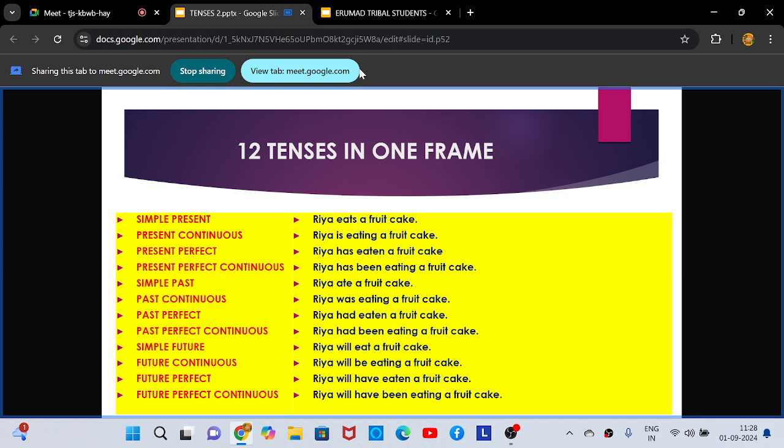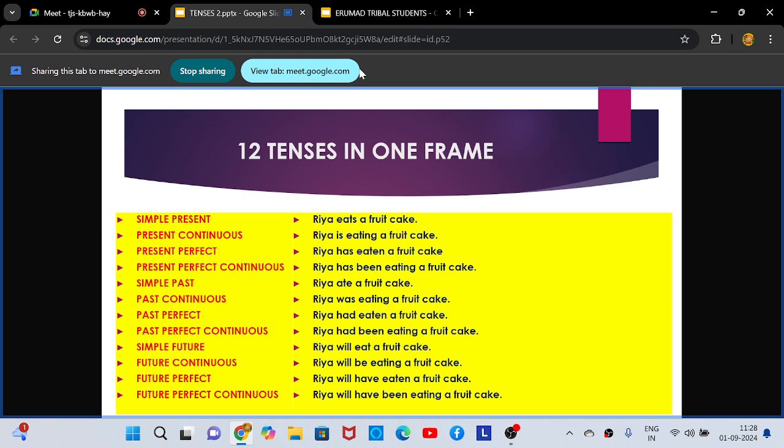Simple present tense. Ria eats a fruit cake. Present continuous tense. Ria is eating a fruit cake. Present perfect tense. Ria has eaten a fruit cake. Present perfect continuous tense. Ria has been eating a fruit cake. Simple past tense. Ria ate a fruit cake. Past continuous tense. Ria was eating a fruit cake.